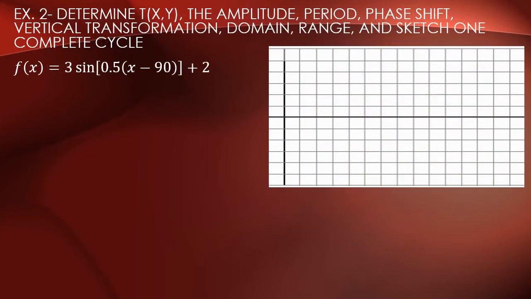All right, here we go. This is the big one. This is the important one. We're going to determine the TXY. Amplitude, period, phase shift, vertical transformation, domain, range, and sketch one complete cycle. So, step number one, we're going to do the TXY and the sketching first, and then we'll answer the rest of the stuff afterwards. TXY.